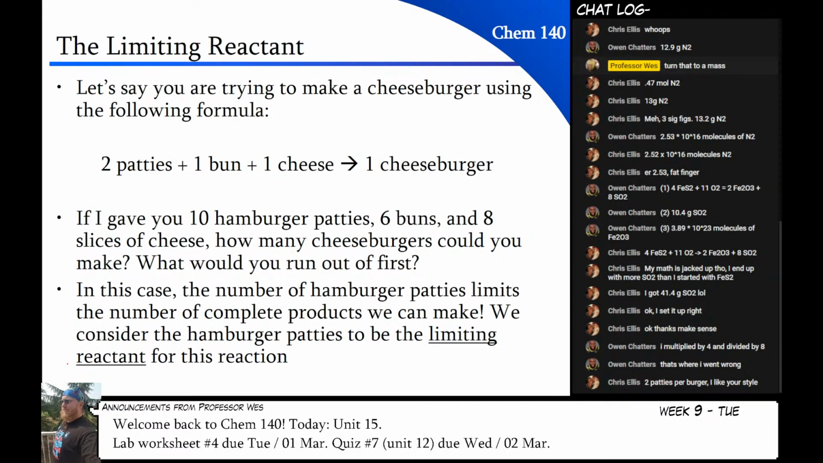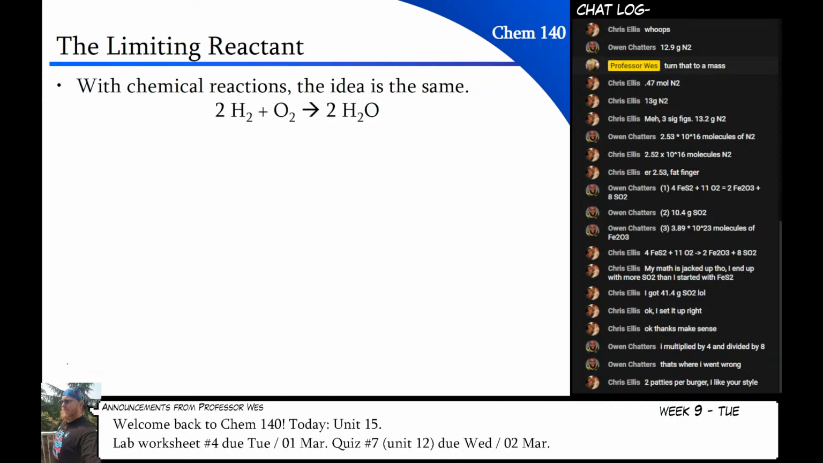So for our purposes, we're going to do calculations exactly like we did before. But because we now have a limiting reactant, because multiple reactants are given and it's not assumed anymore that one is in excess, we just have to do the problem twice.